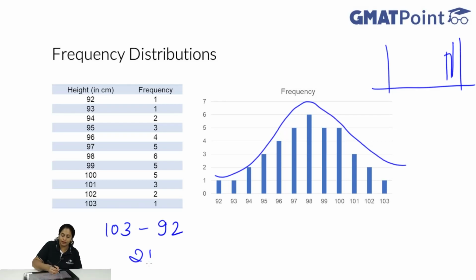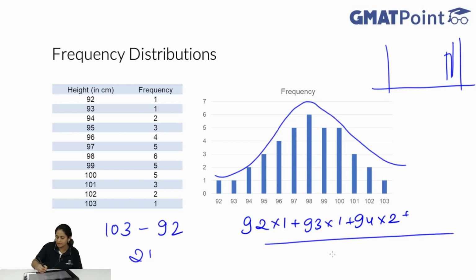For the mean, I would have to take the arithmetic mean, which would not be asked in Data Insights because it would be too time consuming. Basically I would have to say 92 into 1 plus 93 into 1. I'd have to take a weighted average. 94 comes twice, so 94 into 2, plus the sum of all this. All of that would be required to calculate the arithmetic mean, which would definitely not be asked.